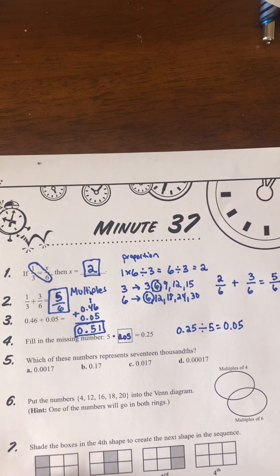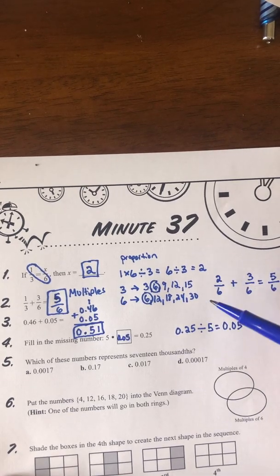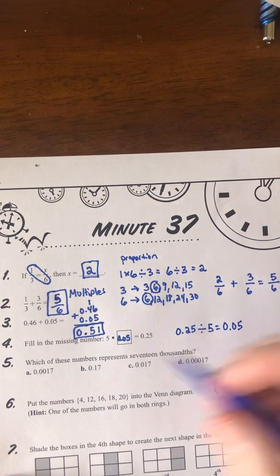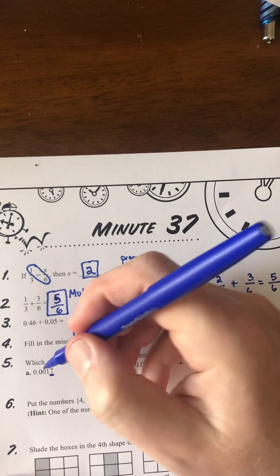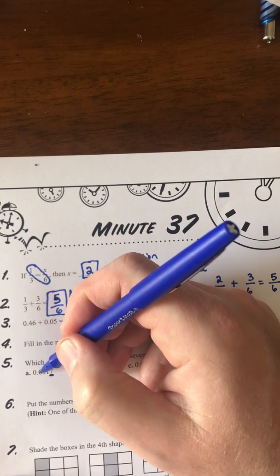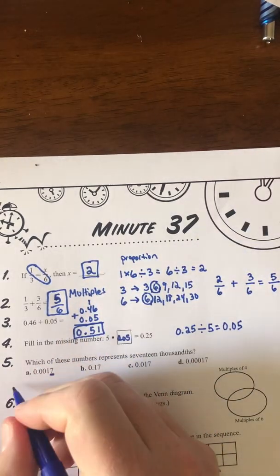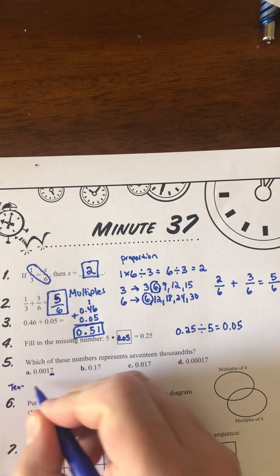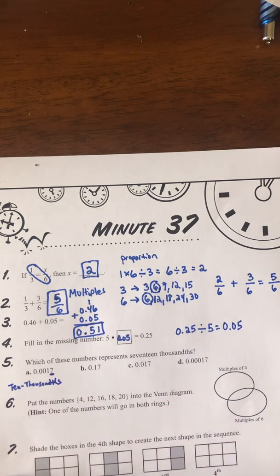Number 5 says, which of these numbers represents 17 thousandths? So what I want to do is find the 7 that's in the thousandths place. So let's start with this 7 here. Well, the first place value to the right of the decimal point is tenths. So we go tenths, hundredths, thousandths, 10 thousandths. So this 7 was in the 10 thousandths place. So it's not that one because we want thousandths.